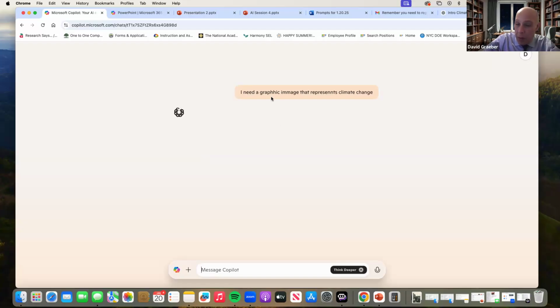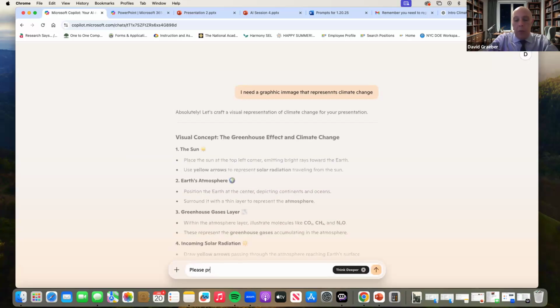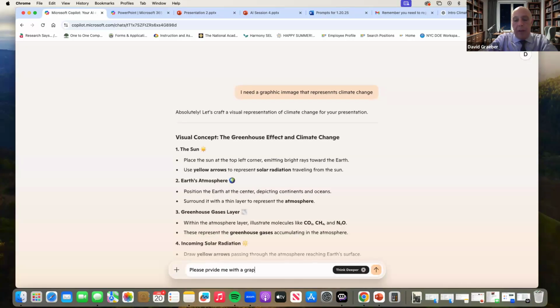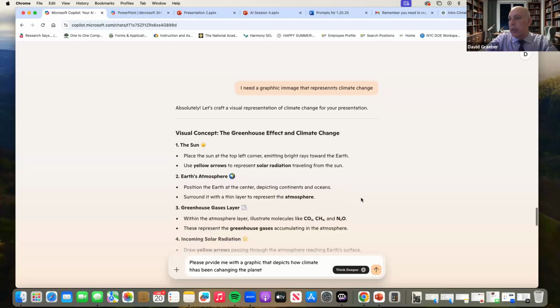What's wrong with this problem? Why is this taking so long? Does anybody know? Is it something wrong with AI or is it something wrong with what I did? I think it's that my prompt isn't strong enough, right? Please provide me with a graphic that depicts how climate has been changing the planet, right? Because look what it gave me.